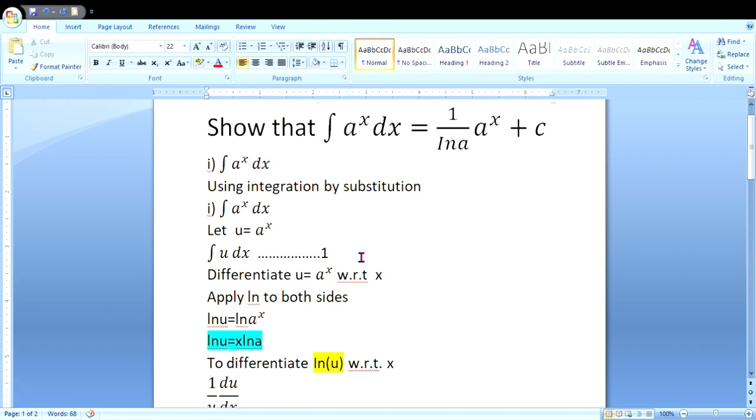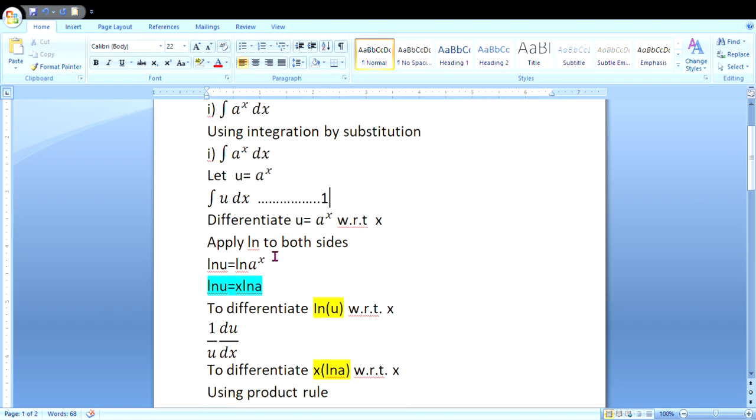When we do integration by algebraic substitution, all we need to do is find an expression that can take off the x from the integral. Since we have let u be equal to something, we also need an expression that will replace the dx. We have said that u is equal to a raised to the power of x, so we differentiate u with respect to x.